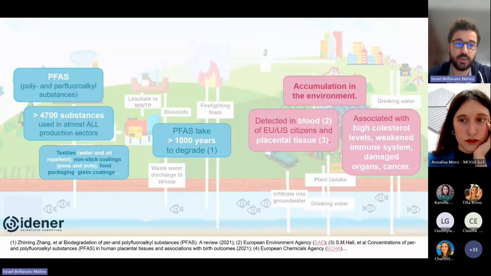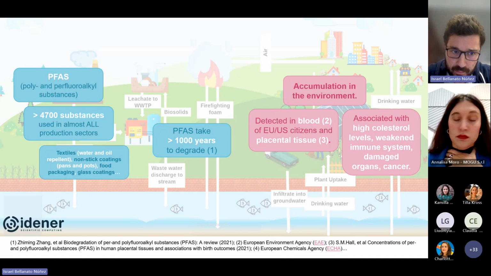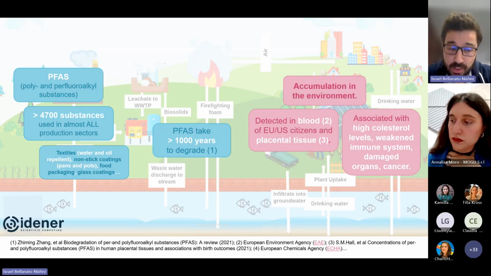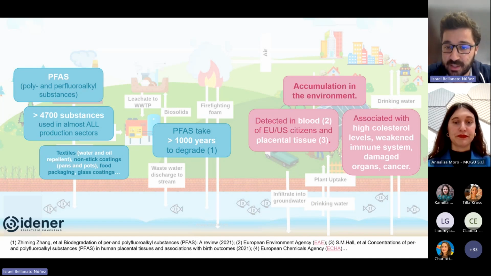And first, let me introduce you to the concept. PFAS, which some of you may know, are poly and perfluoroalkyl substances. They are actually more than 4,700 substances that are used in almost all industrial sectors. That covers textiles, but also non-stick coatings for pans and pots, for example, food packaging, glass coatings. And the problem with them is that they take more than 1,000 years to degrade, and thus are heavily accumulated in the environment. PFAS have been detected in the blood of European and American citizens and in placental tissue, and they're associated with high cholesterol levels, weakened immune system, damaged organs, and cancer, ultimately.